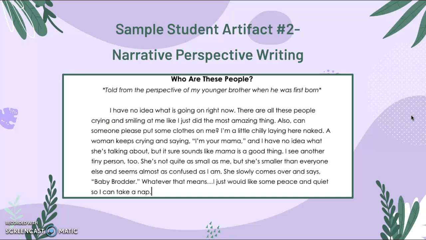Another student artifact, this is a sample of what would be that narrative perspective writing, and like I mentioned before, maybe the baby brother when he was first born. So in this narrative, he's confused, he doesn't know what all these people are doing. Some little girl is coming over to him and saying baby brother. He doesn't know what's going on. So it's a cute little way to maybe think about an event from a different point of view.